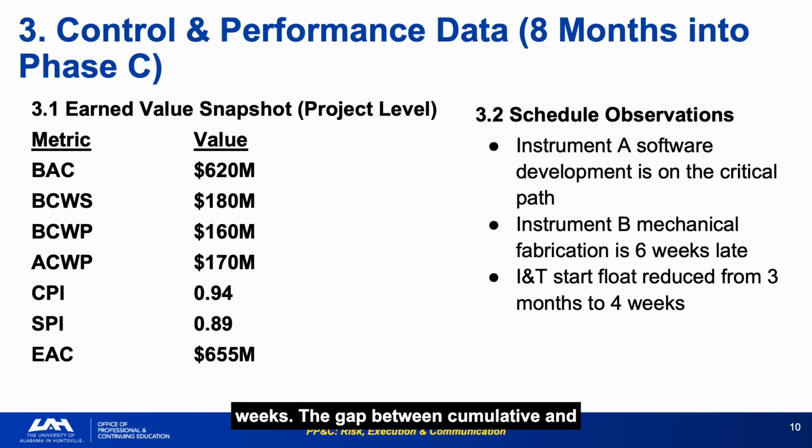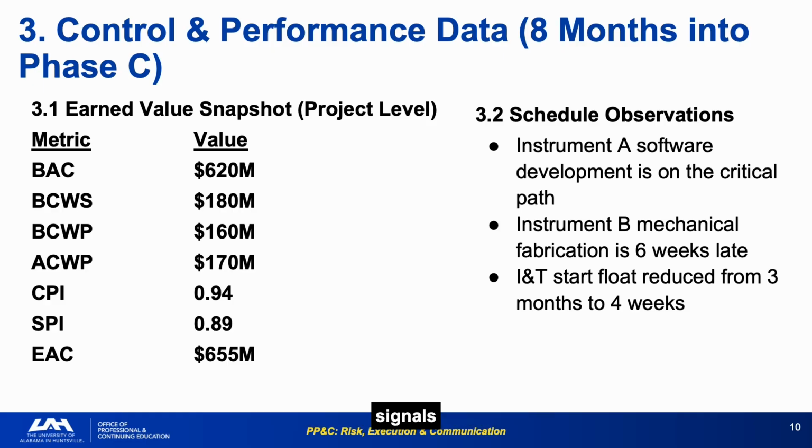The gap between cumulative and period performance is not shown explicitly here, but the EAC growth from $620M to $655M, a 5.6% increase in only 8 months, combined with a CPI of 0.94 and an SPI of 0.89, tells a trend story without requiring additional data.